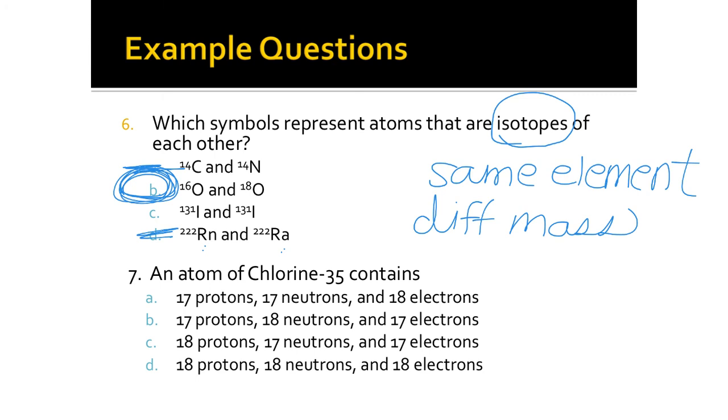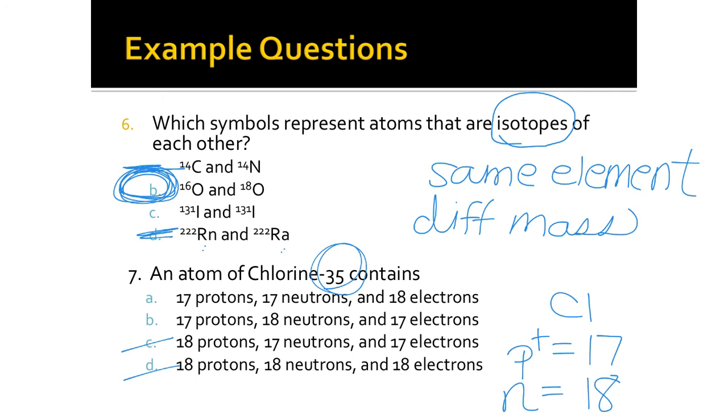All right, number 7, chlorine 35. So we look up chlorine on the periodic table, and chlorine has 17 protons, so not C, not D. Neutrons, if the mass is 35, would be 18. 17 plus 18 equals 35. And electrons would also be 17 because it's an atom, therefore it's neutral, so has an equal number of protons and electrons.